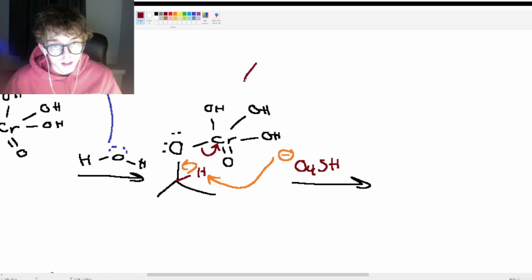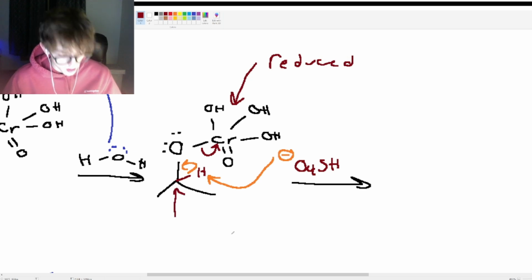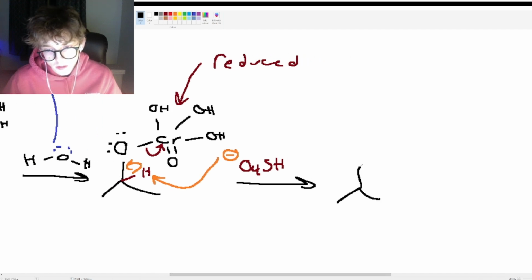So this reagent here gets reduced, and our carbon here is getting oxidized. So that's a secondary alcohol into a ketone, and that's the product we get, and that's it. On to primaries.